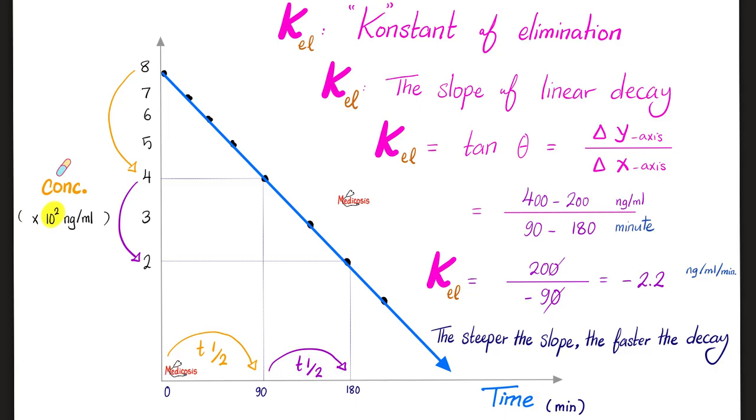Okay. For example, let's go from 400 to 200 on the y-axis and from 90 to 180 on the x-axis. 400 minus 200 over 90 minus 180. 400 minus 200 is just 200. 90 minus 180 is negative 90. Do the math, you get the slope as negative 2.2 nanograms per ml per minute. Why is the slope negative? Because we're going down. We're not going up. If you're going up like this, you will have a positive slope. But if you're going down like this, you'll have a negative slope.